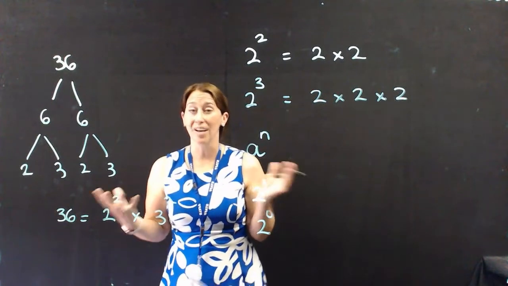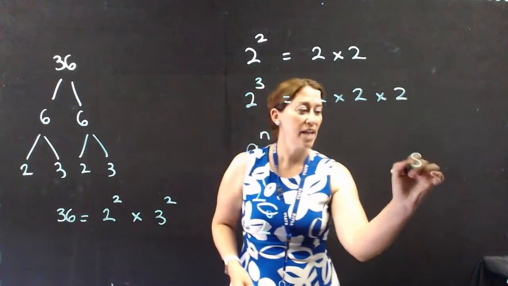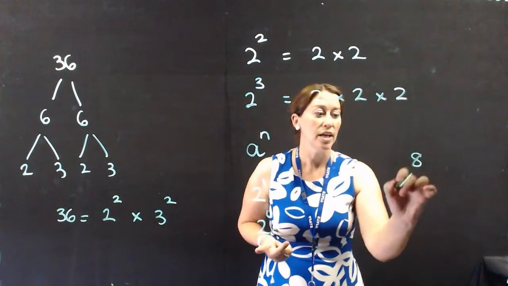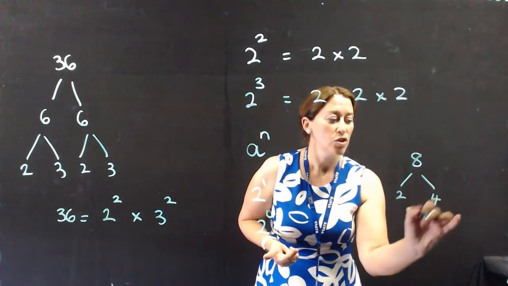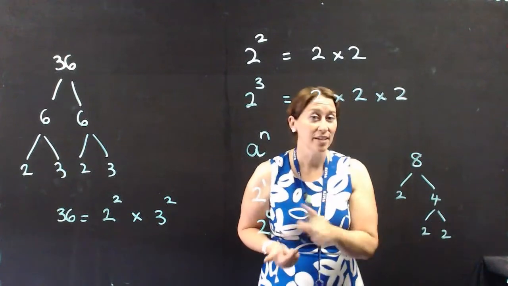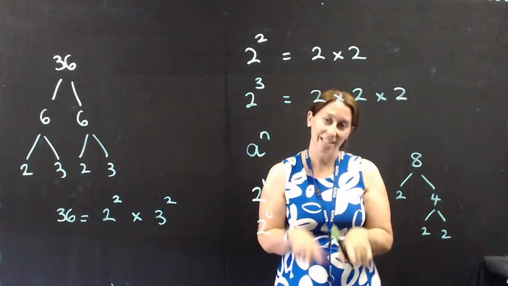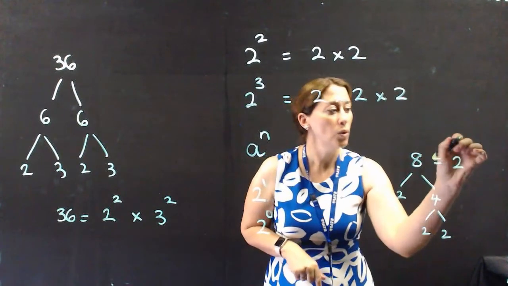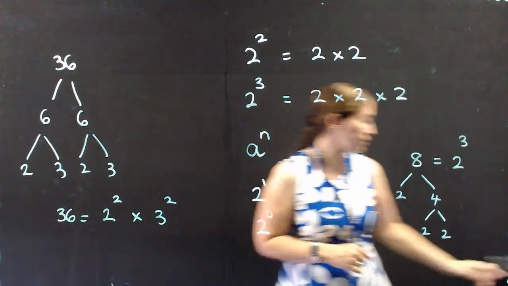Okay, you can do other numbers. For example, 8. We can think about 8 as being 2 times 4, but we know that 4 is 2 times 2. So we can write 8 with a base of 2 in index notation by saying it's 2 times 2 times 2, or 2 cubed.